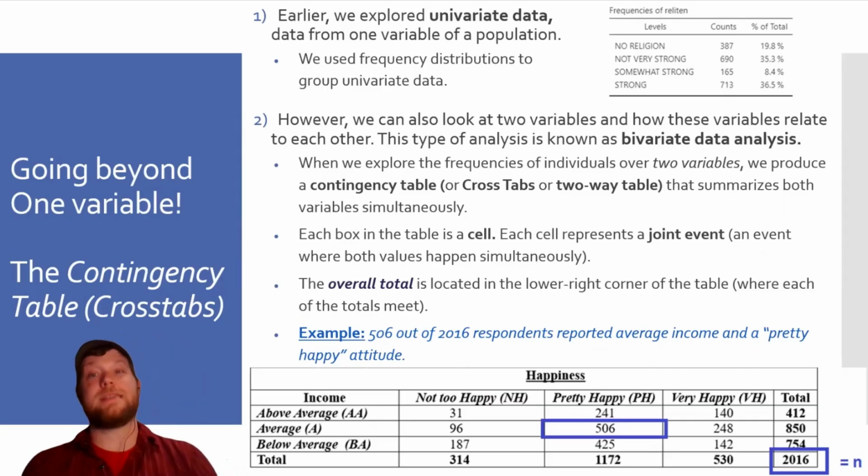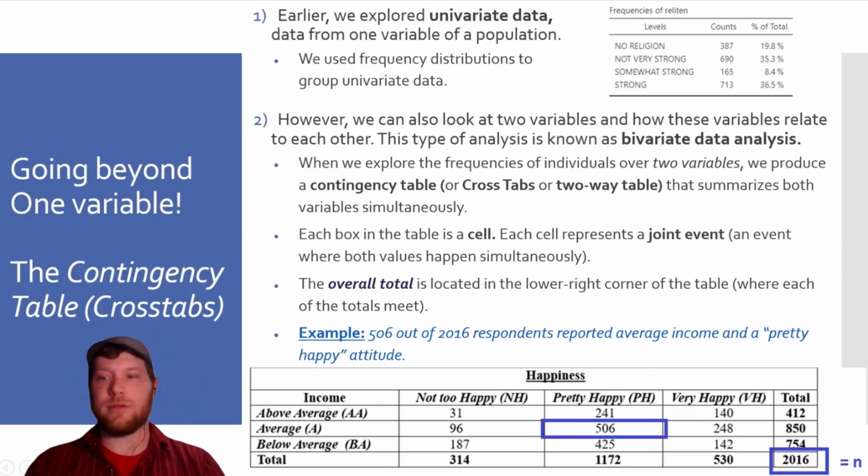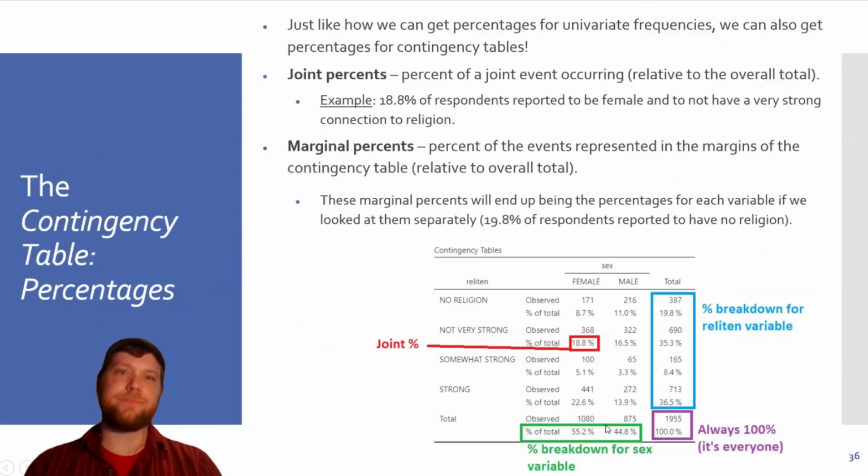When we explore the frequencies of individuals over two variables, we produce a contingency table, also called crosstabs or a two-way table, that summarizes both variables simultaneously. Each box inside this table, where the rows and columns cross, is known as a cell. It represents a joint event. In this case, average income and pretty happy happen simultaneously. The overall total is in the lower right-hand corner where the totals meet. It looks like 506 out of 2016 respondents reported having an average income and a pretty happy attitude.